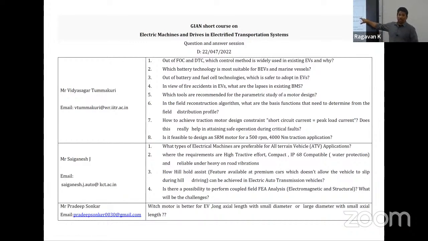Short circuit can mean many things, right? Interturn short, you can have a phase to ground short, you can have many kinds of short. So which short we're talking about also plays into this decision. But things like multi-layer winding, dual layer winding and such might have a possibility here. But I would need to look specifically to see how they're doing fault tolerance.